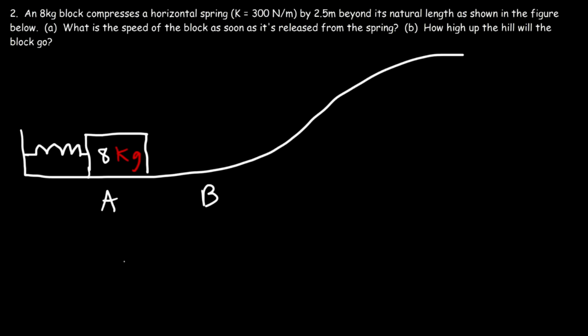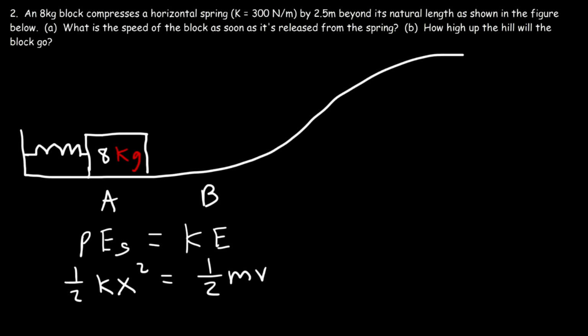Now the height doesn't change, so there's no gravitational potential energy. So we can say the elastic potential energy will be equal to the kinetic energy of the block. Energy is going to be transferred from the spring to the block. The elastic potential energy is 1/2 kx squared. The kinetic energy is 1/2 mv squared. If we multiply both sides by 2, we can get rid of the fraction. Now our goal is to solve for the speed. So we have k, which is 300, and x is the amount the spring is compressed by, which is 2.5 meters. The mass of the block is 8, so let's calculate the final speed.